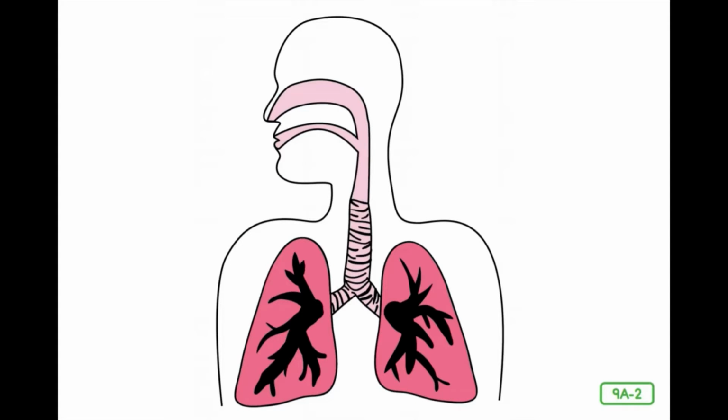Which system is responsible for processing your food into nutrients that your body can use and getting rid of waste that it doesn't need? It's the digestive system. What about the name of the tube that carries food from the mouth to the stomach? The esophagus is your food tube.